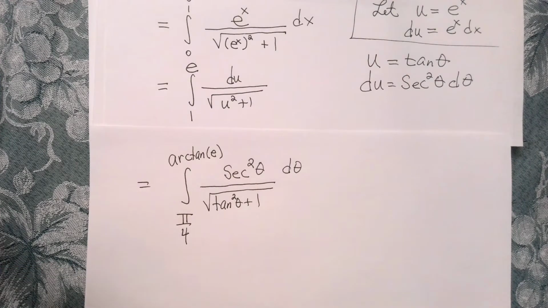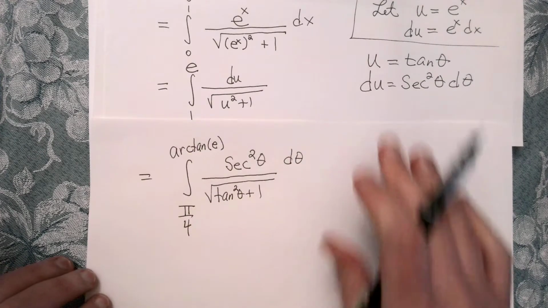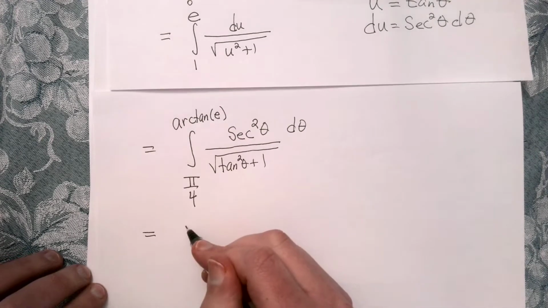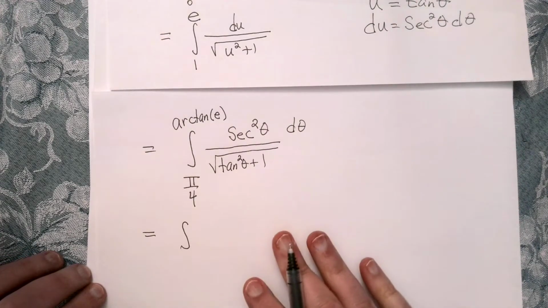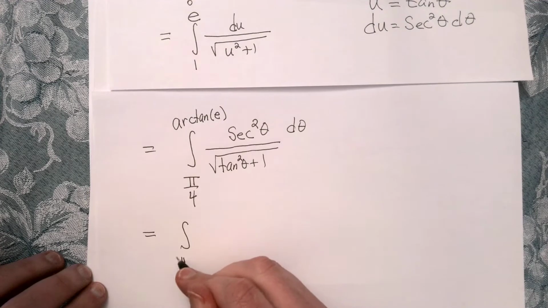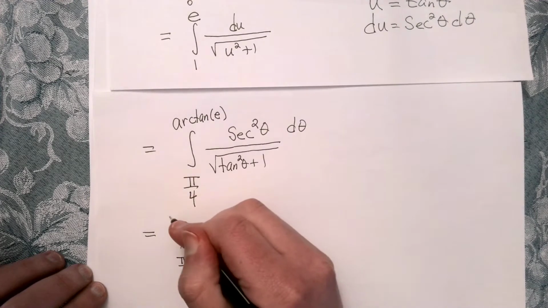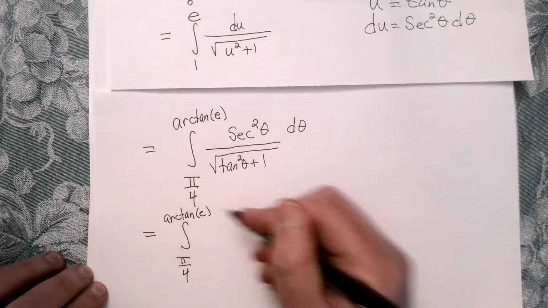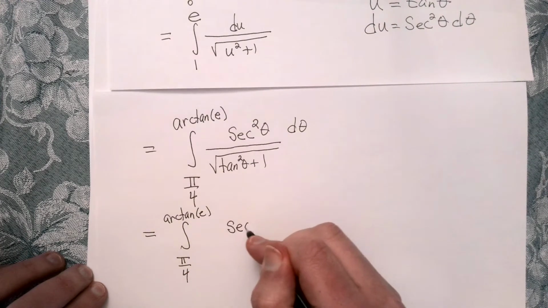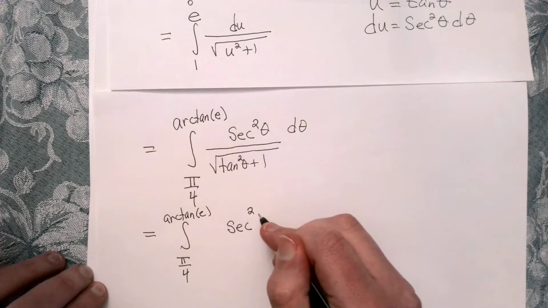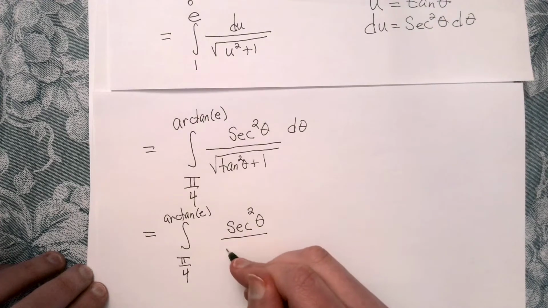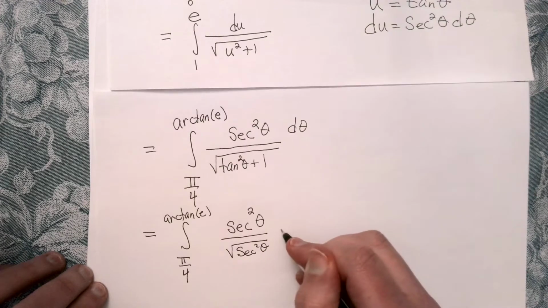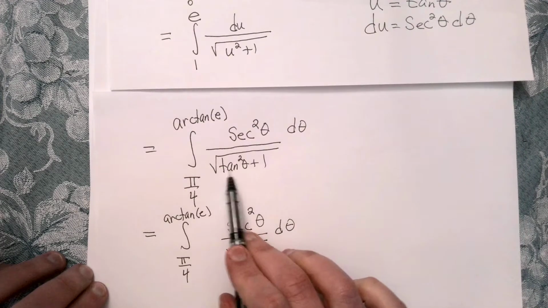But that's a classic Pythagorean identity, right? Tangent squared of theta plus 1 is secant squared of theta. So that gives us the following. So we've got the integral from pi over 4 to the arctan of e of, looks like, secant squared of theta over the square root of secant squared of theta, d theta, again by that nice Pythagorean identity.